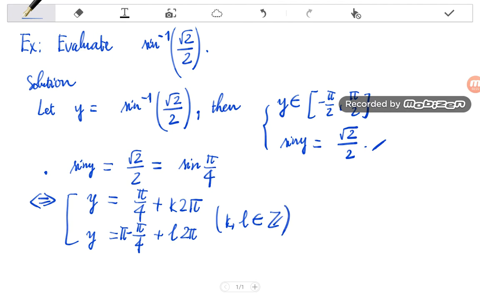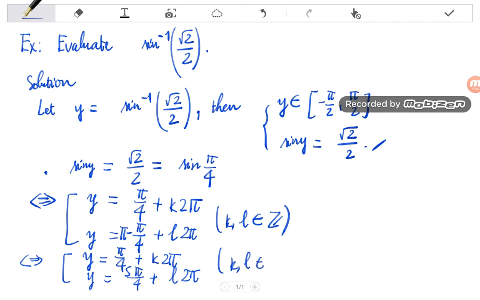Okay, and this is equivalent to y equals pi over 4 plus k times 2 pi, or y equals 5 times pi over 4 plus l times 2 pi, with k and l in the set of integers. So now we have y equals pi over 4 plus k times 2 pi, or y equals 5 pi over 4 plus l times 2 pi.